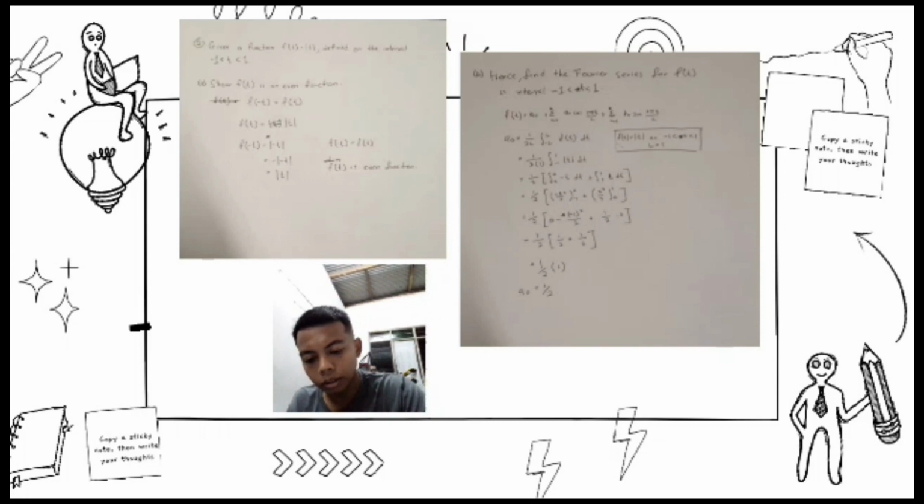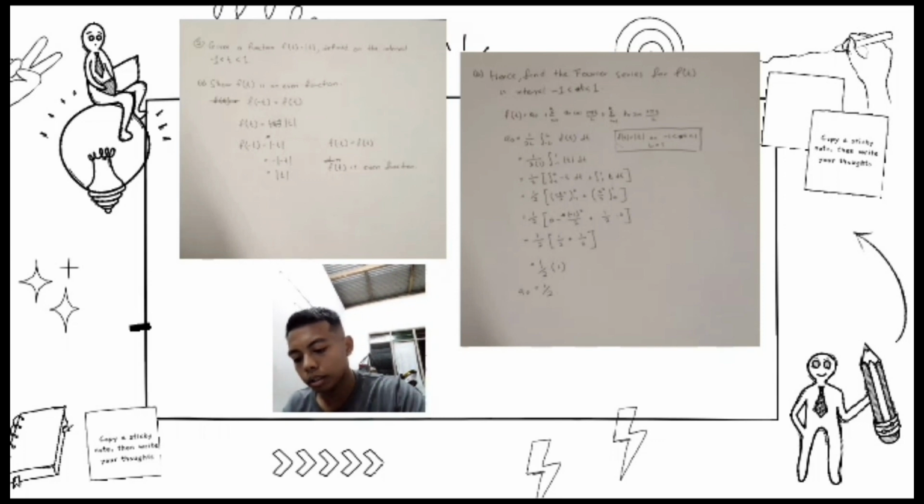Dapat dilihat jawapan akhir adalah sama antara f negatif t sama dengan ft. Ini menunjukkan ft merupakan even function. Seterusnya, soalan B. Hence to find the Fourier series for ft in intervals negatif 1 lebih kecil daripada t lebih kecil daripada 1.